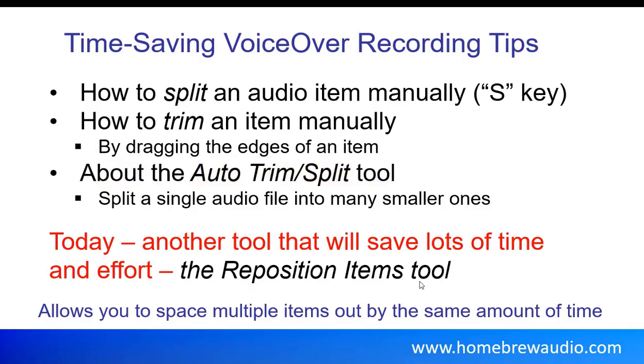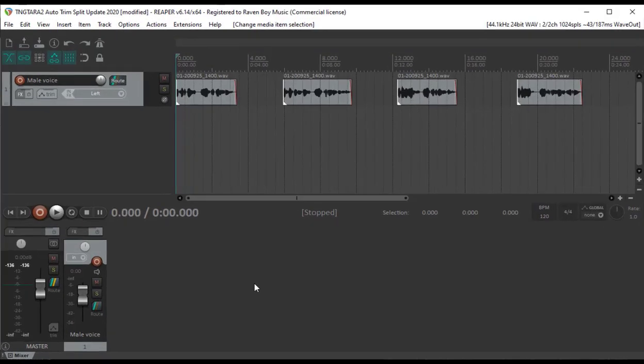Now we're going to talk about another tool that'll also save a lot of time and effort, the Reposition Items tool, which allows you to insert a set number of seconds between every audio item so you can space them out evenly. Okay, so go ahead and open Reaper.